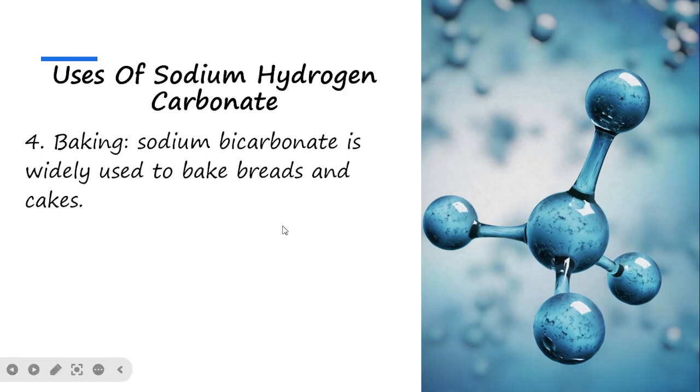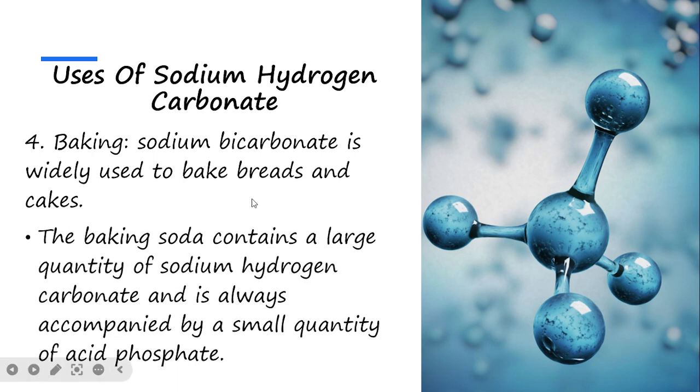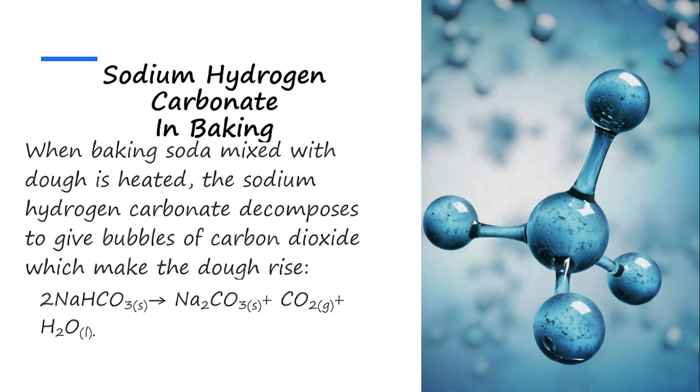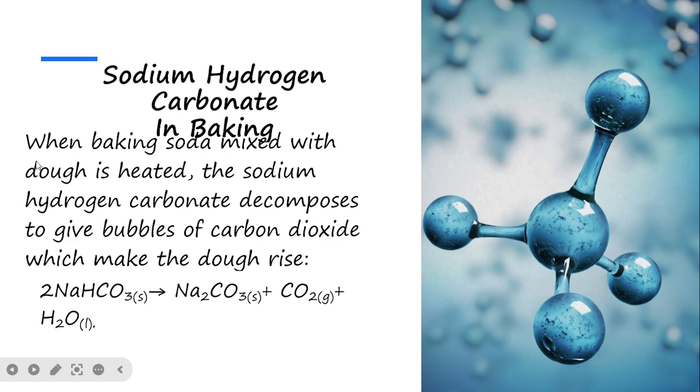The other use is in baking. Sodium bicarbonate is widely used to bake various breads and cakes. Baking soda contains a large quantity of sodium hydrogen carbonate, and it is always accompanied by a small quantity of acid phosphate. So sodium bicarbonate is very crucial for baking. When baking soda mixed with dough is heated, the sodium hydrogen carbonate decomposes to give bubbles of carbon dioxide, which makes the dough rise.